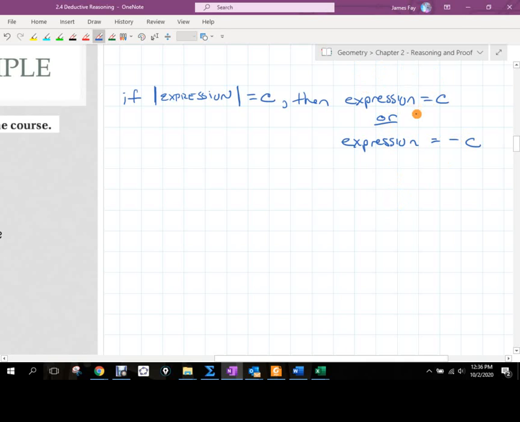And the logic of why you do this is because if I'm talking about a distance away from 0, that's what absolute value is. I could be to the right of 0, I could be to the left of 0, right? So this equation is going to give me the values that put me to the right of 0. This one's going to put me to the left of 0, okay?